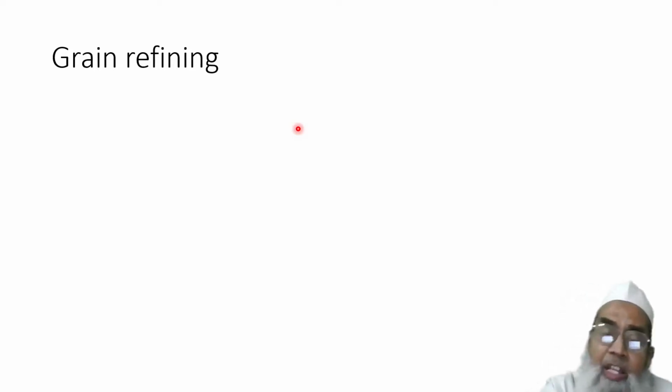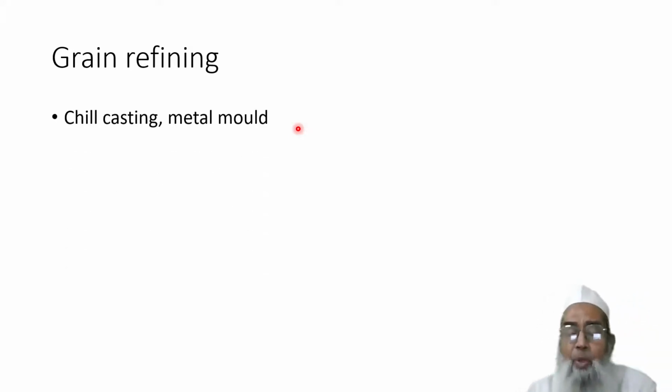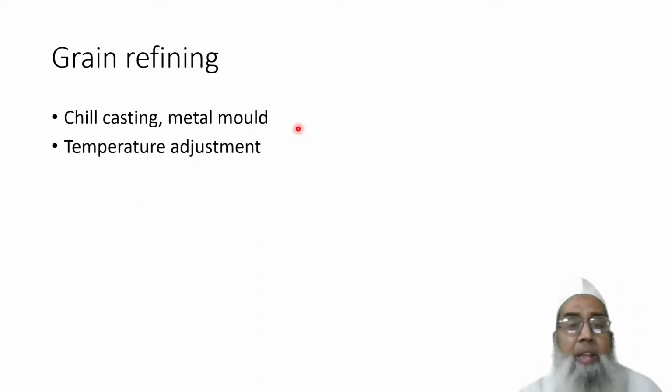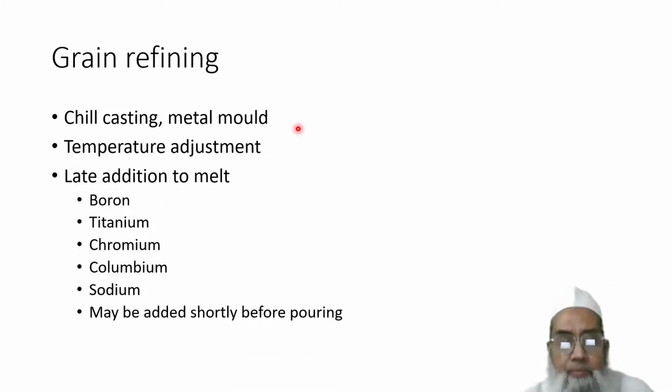Now, grain refining can be done by providing simple chill casting. Chill means metal casting. If we take a metal mold, then the rate of cooling will get enhanced and the chilling effect will take place. And temperature: by providing chills or lowering the pouring temperature, we can also improve the grain refining.